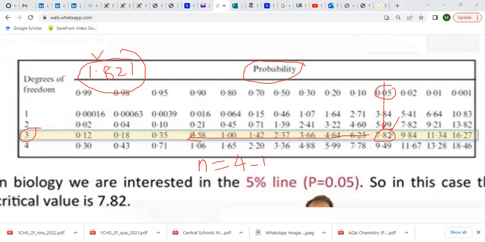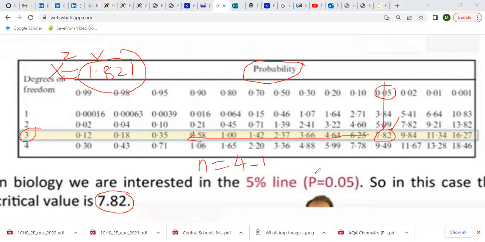This is very important. You'll be writing in your own words. But if your x square value exceeds this number 7.82, it means this difference is significant and the null hypothesis is rejected. We call 7.82 the critical value. So critical value at 1, what is the answer?